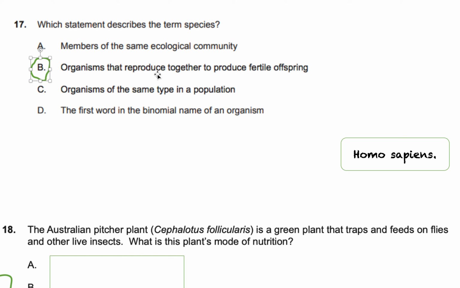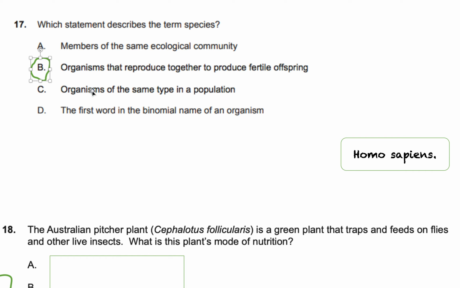So for example, when two lions breed together, their kid can make a kid, and so we know those two lions were of the same species. So it's very important that the word fertile is in your definition. Can it be C? Organisms of the same type in a population.